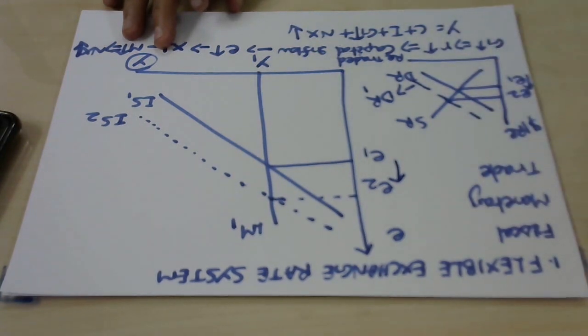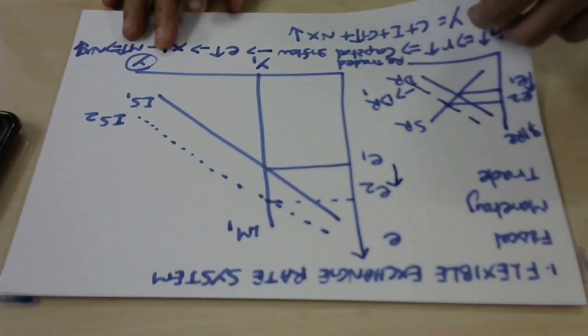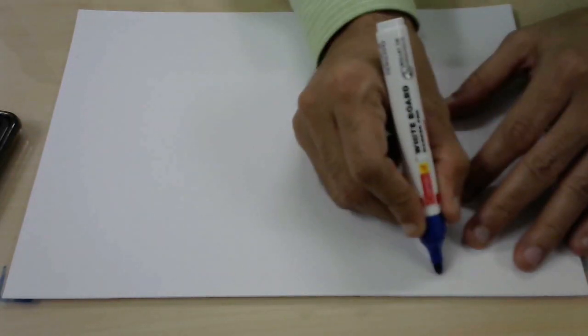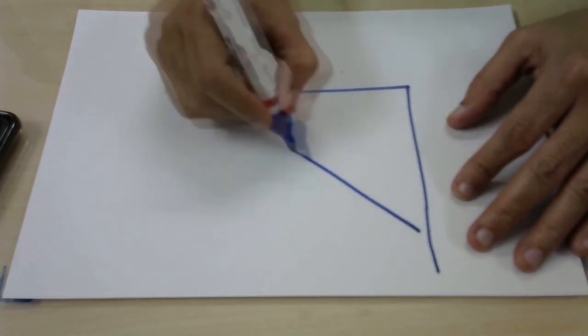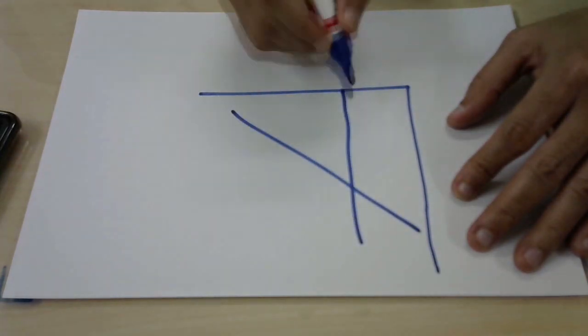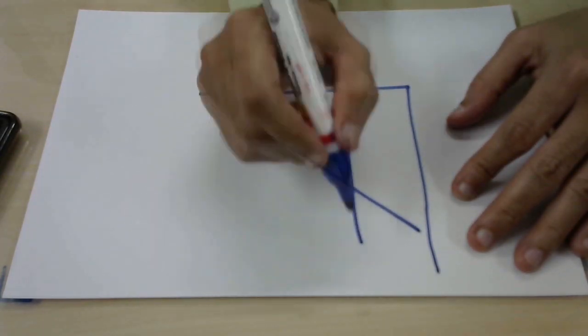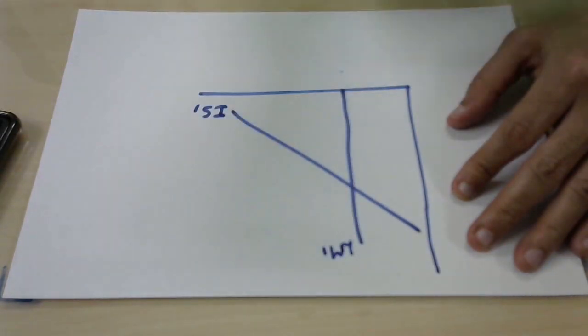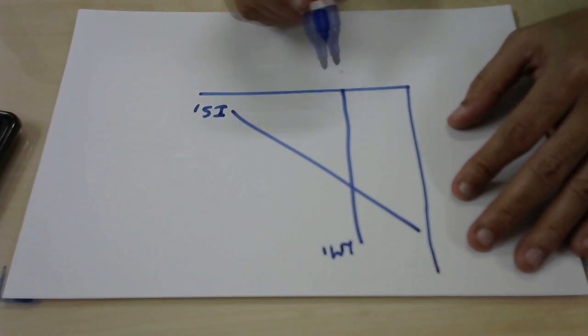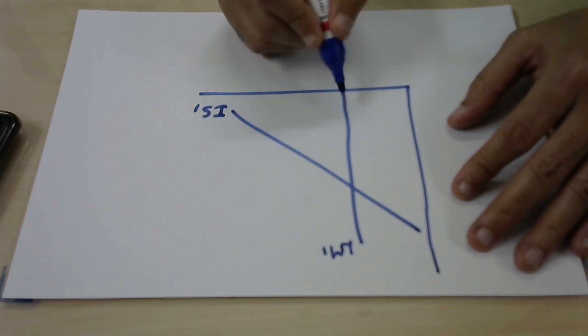Now let us look at what happens when the money supply increases in a small open economy. This is my IS curve, this was the LM curve. This is IS1 and LM1. So what I am getting when money supply increases.